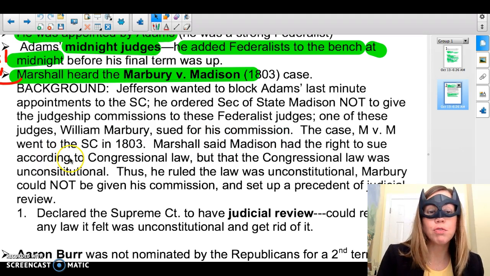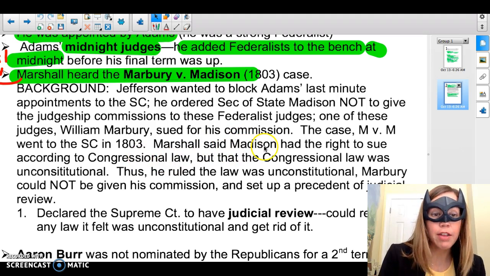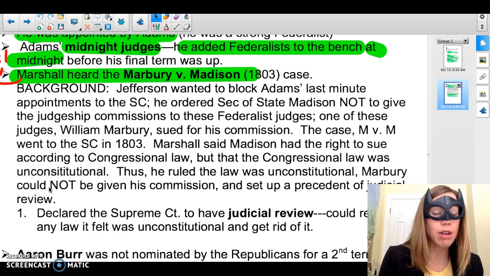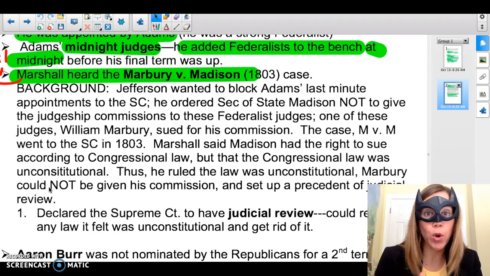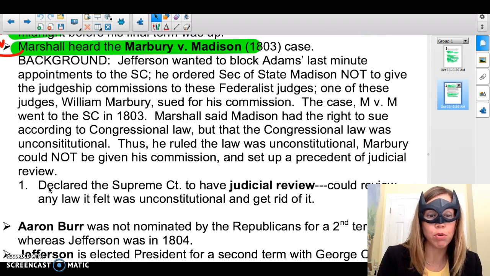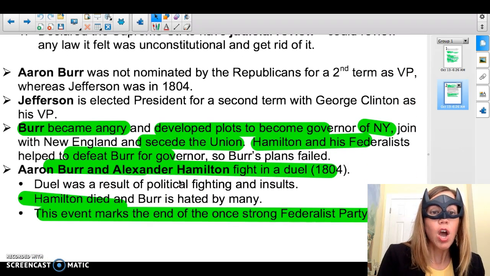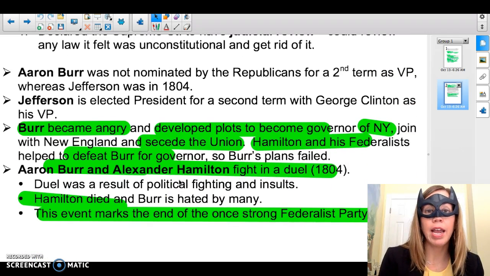The case, Marbury versus Madison, goes to the Supreme Court in 1803, and Marshall says Madison had the right to sue, but the congressional law was unconstitutional. So he ruled the law was unconstitutional. Marbury could not be given his commission. So Adams' plan, his ploy there, doesn't work. They're not put on the court. And now we have the precedent of judicial review, that judges can review any law they see as unconstitutional and throw it out.